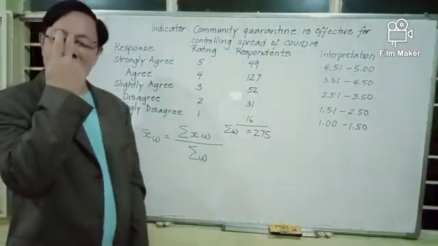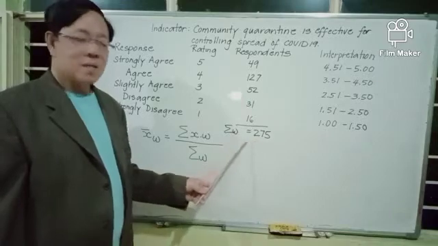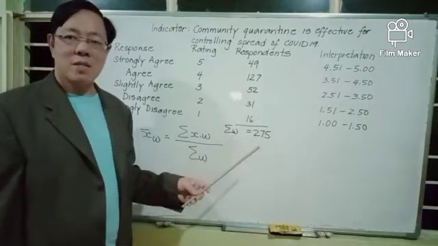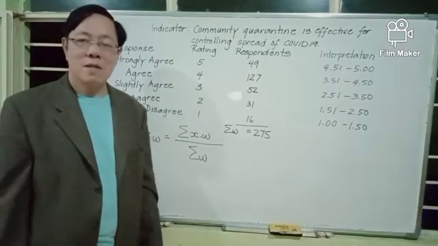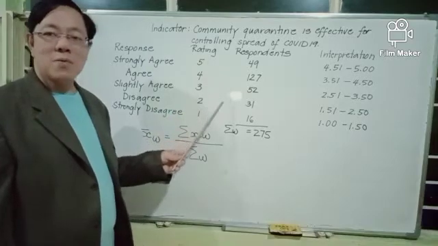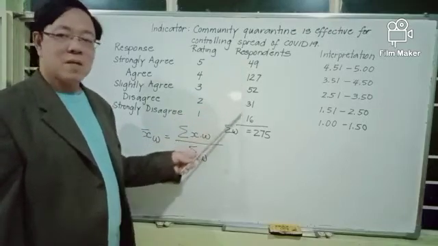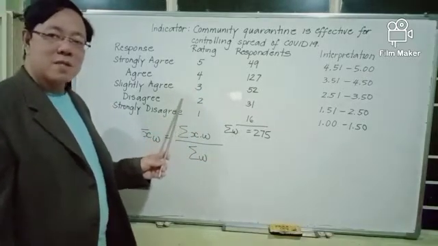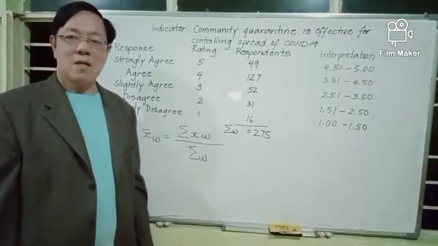Now, why do we take the total number of respondents as the sum of the weights? If 275 is the sum of the weights, then these numbers 49, 127, 52, 31, and 16 are the weights. Because these ratings are fixed. For each indicator of the questionnaire, the respondents have to rate each indicator with these ratings of 1 to 5. They only have to choose one of these 5 ratings, and it is the number of respondents that will vary. The number of respondents that will strongly agree, slightly agree, disagree, and strongly disagree will vary for each of the indicators in the questionnaire.